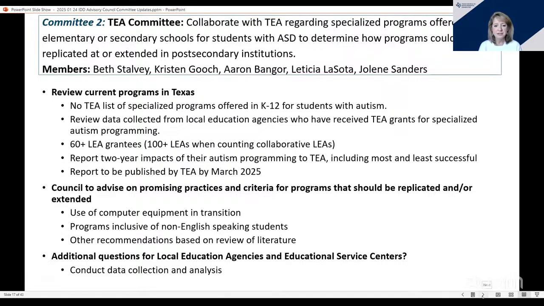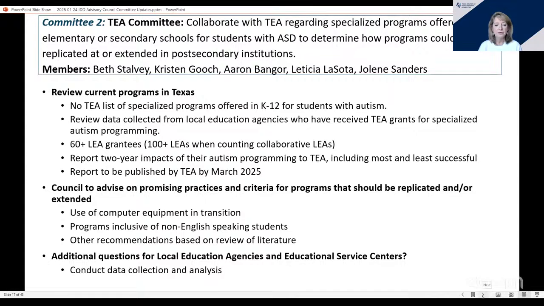And so in our discussions about being able to address this charge, obviously maybe the first step is to review the current programs in Texas. When speaking with TEA, there is not an official list of specialized programs offered in elementary or secondary schools for students with ASD. However, they do have a grant program for specialized autism programming. I spoke with Nathan Pullen, who is the state autism coordinator in the Department of Special Education at TEA, and he talked about this grant program.